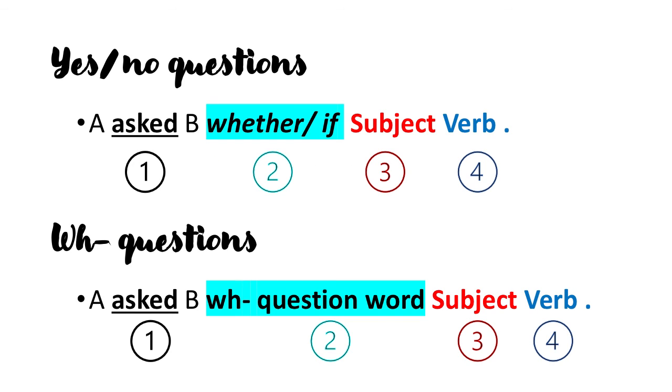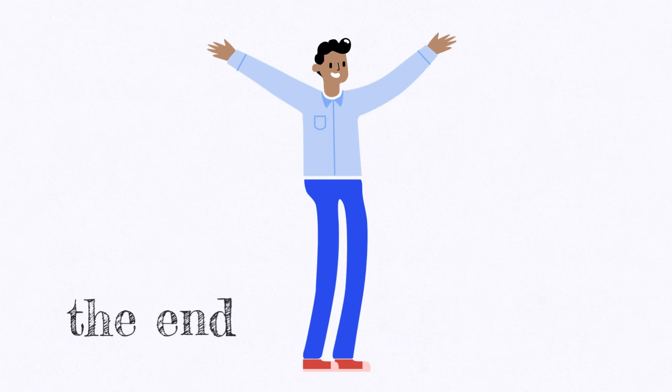Remember the structure of reported questions. A reported yes-no question has 4 parts. A asked B, whether or if, subject, and the verb, full stop. A reported WH question has 4 parts as well. A asked B, WH question word, subject, and verb, full stop. Great job! You have recapped the reported questions.